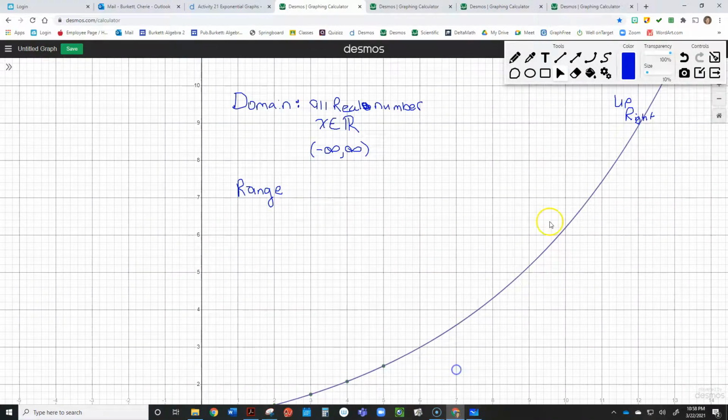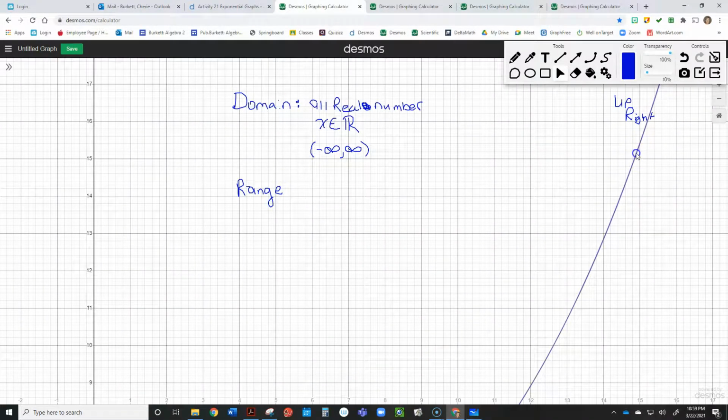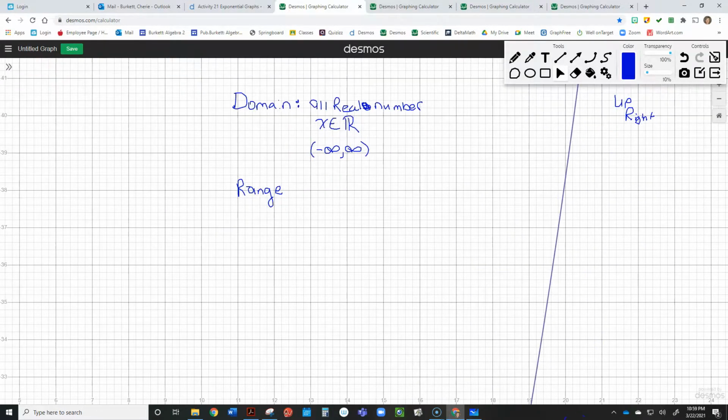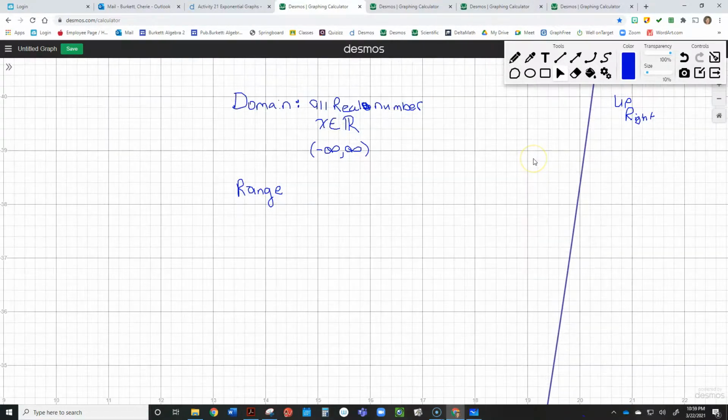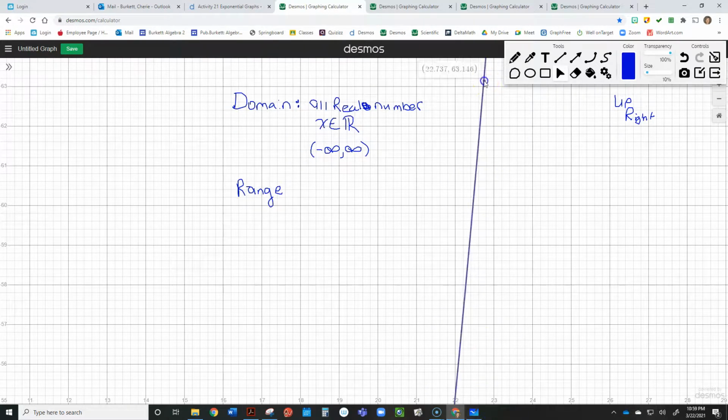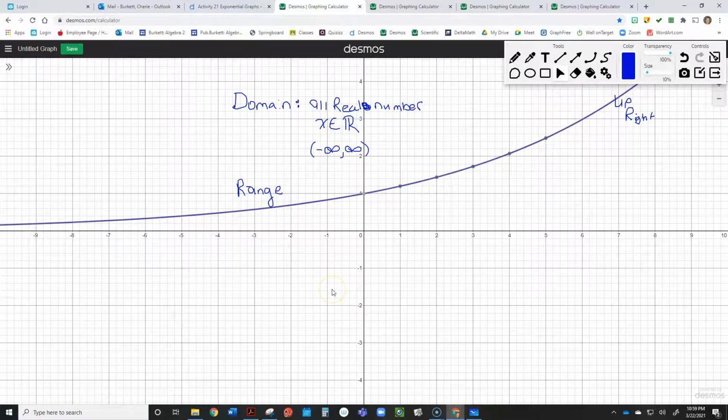You saw how big those y values were getting as I was going up. So that's at 15, but if I scroll over here right now, I'm up to 40 now. And if I keep scrolling, my y values got really big. So I'm up to 63. So I am going up on the right hand side, but on the left hand side, I'm not approaching negative infinity. What's happening is I'm approaching the x axis.